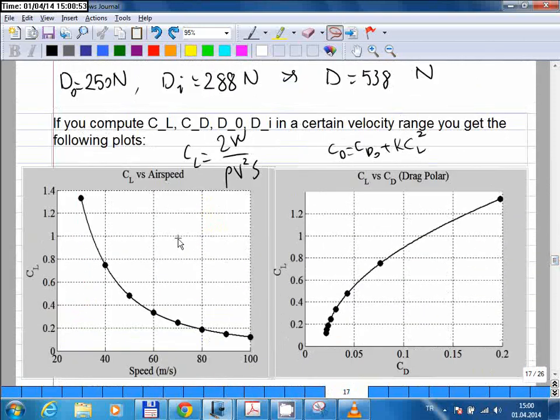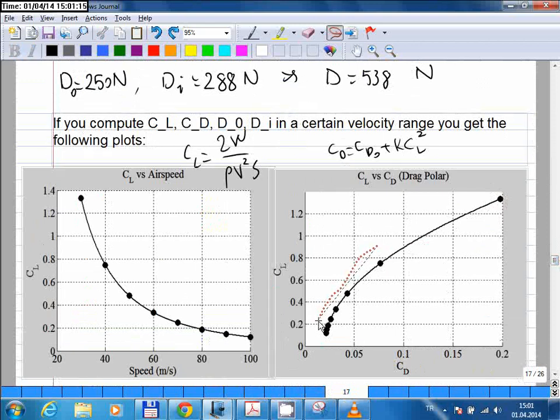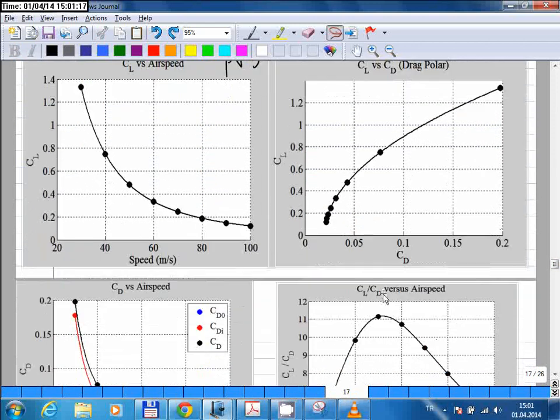Okay, and if you plot CL versus CD, which is the drag polar, you get this data here. So this corresponds to the lower flight speed, 30 meters per second. As the aircraft starts flying faster, both CL and CD values reduce, they decrease, and you obtain this plot.